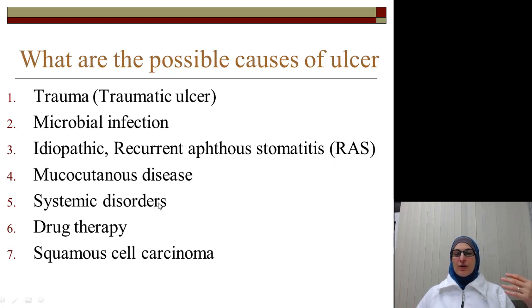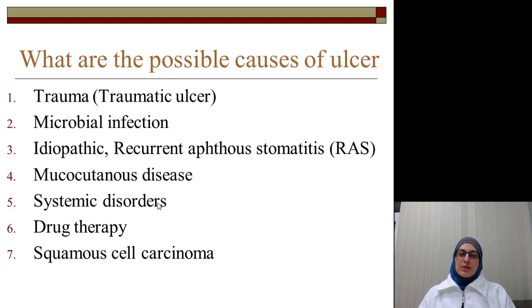Systemic disorders: oral ulcerations might be a presentation of other systemic conditions, for example GI diseases, which might present as ulcers in the oral cavity. This does make sense because the oral cavity is part of the GI system, so when a disease is affecting the GI, it will affect the oral cavity as part of the GI system.